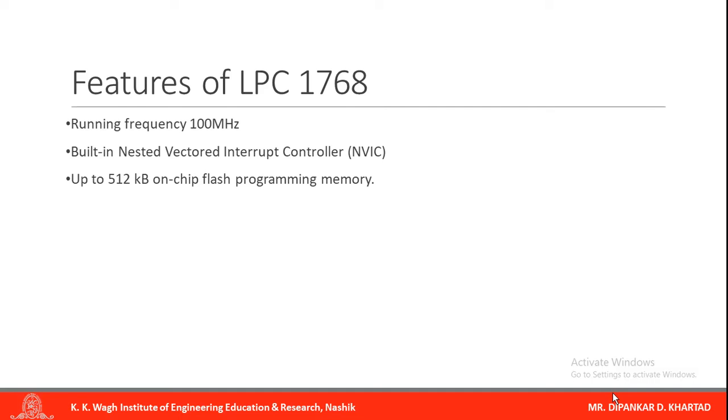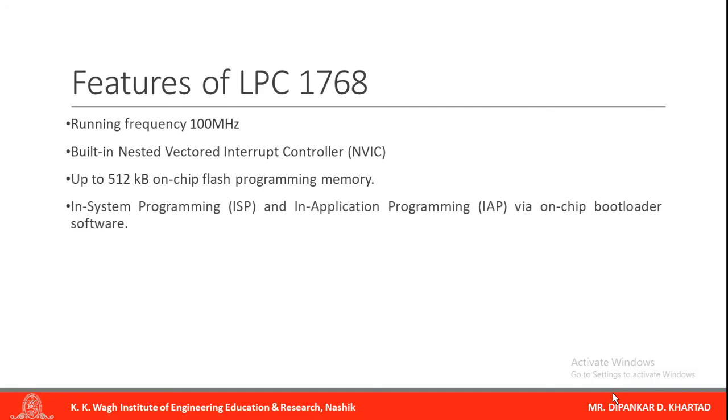It has 512 KB of on-chip flash programming memory. In-system programming, that is ISP, and in-application programming, IAP, via on-chip bootloader software are also supported. In-system programming means the controller is in the system and programming is possible, and in-application programming means the controller is programmed in application.